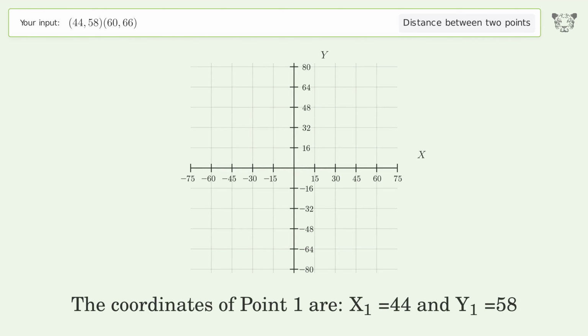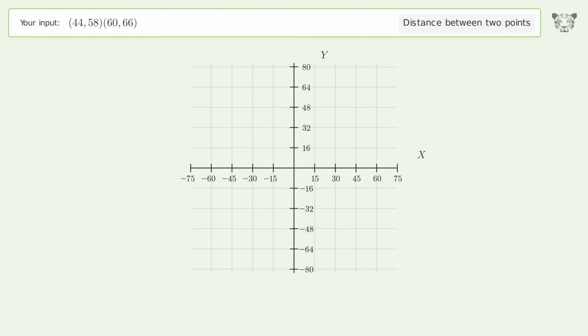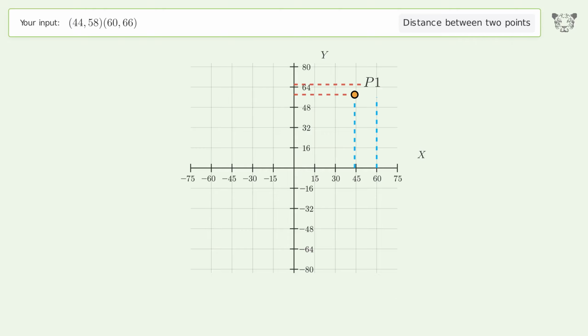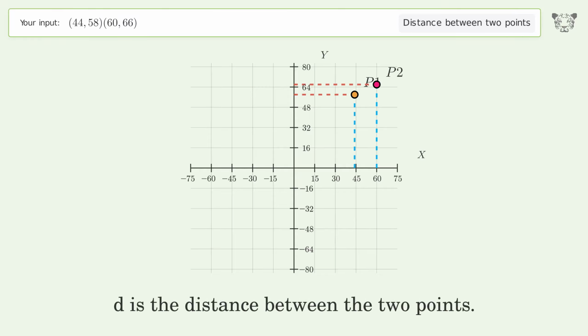The coordinates of point 1 are x1 equals 44 and y1 equals 58. The coordinates of point 2 are x2 equals 60 and y2 equals 66. D is the distance between the 2 points.